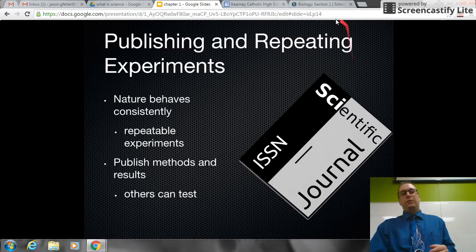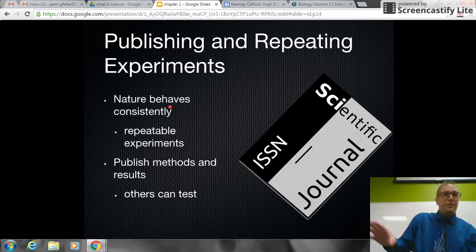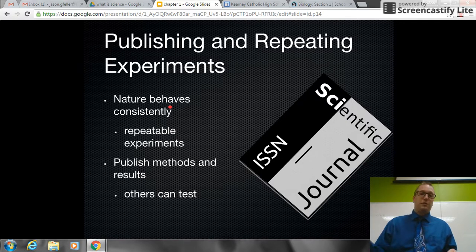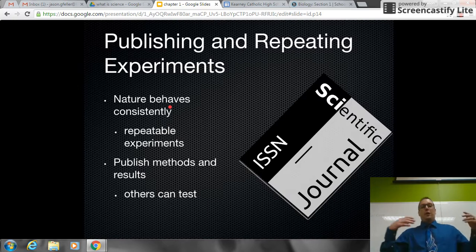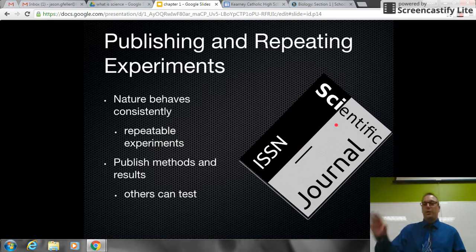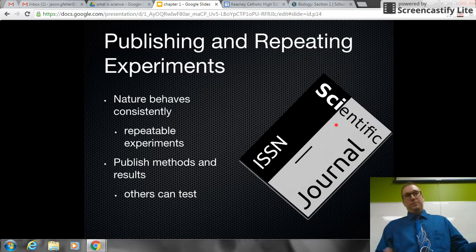Now, nature behaves consistently. That's another one of the assumptions of science. And therefore, no matter where they did Redi's experiment in the world, it should come out the same. If you covered a jar and flies couldn't get to it, maggots wouldn't form. If you had meat in a jar and flies could get to it, maggots would form. So he had to publish and tell other people about his experiments. Today we do this in the form of scientific journals, where other scientists read your work, critique your work, and if it meets the standards, they publish it.